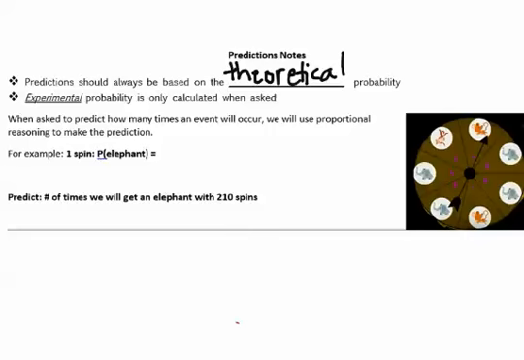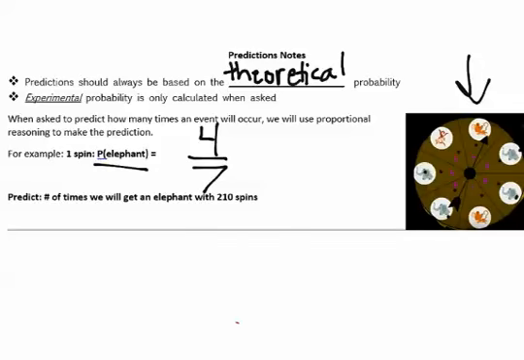Alright, so looking at our spinner right here, the question says, for example, on one spin, what's the probability of landing on an elephant? So that's our first question. So we count. We have 1, 2, 3, 4 elephants. Out of how many possible outcomes? Well, 1, 2, 3, 4, 5, 6, 7. Okay, so that's my theoretical probability. You always start out with the theoretical probability on that one event. So they were asking us for the probability of landing on an elephant. So landing on an elephant would be 4 out of 7.